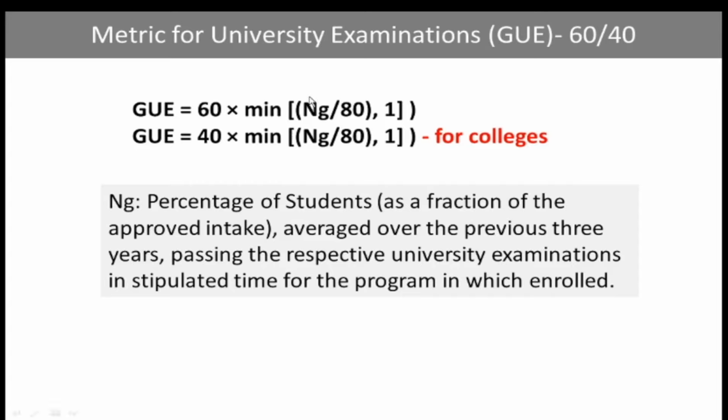So if you get an 80% or higher passing percentage, this ratio would come down to 1, and 1 multiplied by this factor will get you the maximum marks. So the institute should be looking for a passing percentage of 80 and above under this metric.